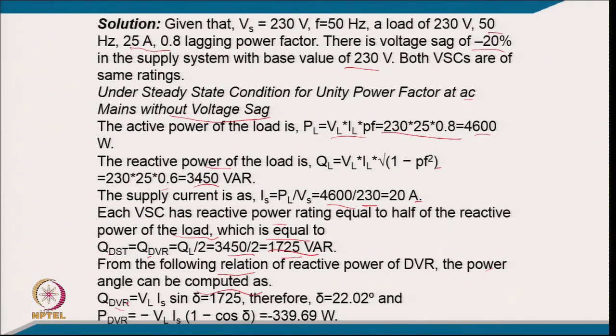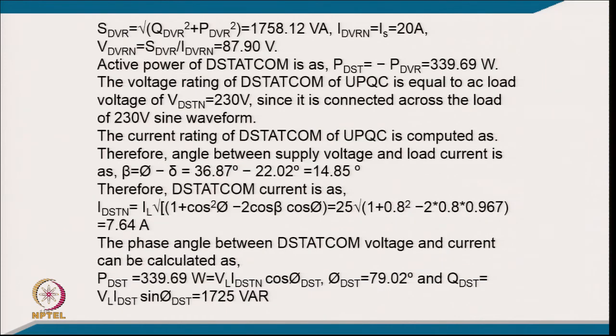So, we know the Q DVR is VL and sin delta. So, it is 1725. So, delta we can calculate, and from this relation we can find out P DVR, which will be 339.69. Now, the S DVR will be from Q DVR and P DVR, so that is typically this VA, and I DVR equal to 20 ampere, and V DVR equal to this much voltage. Once we know the VA rating and current rating, we can find out the voltage rating.